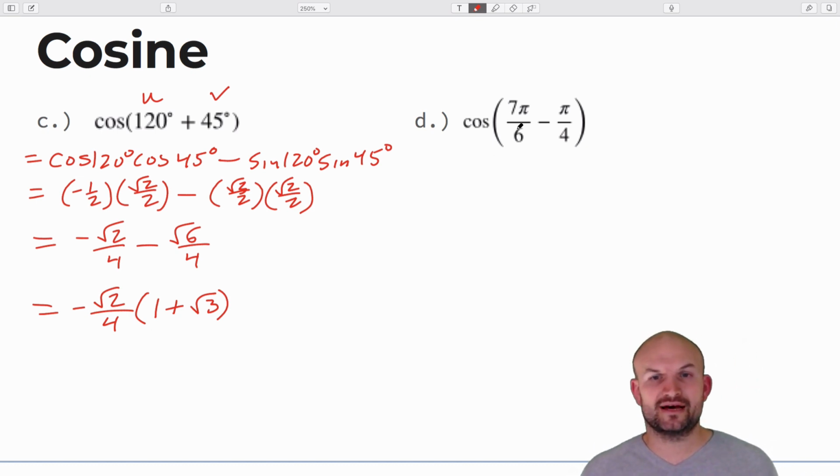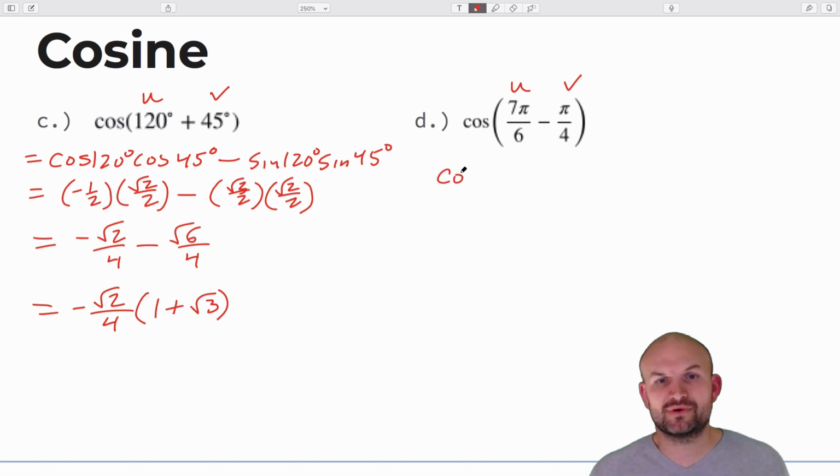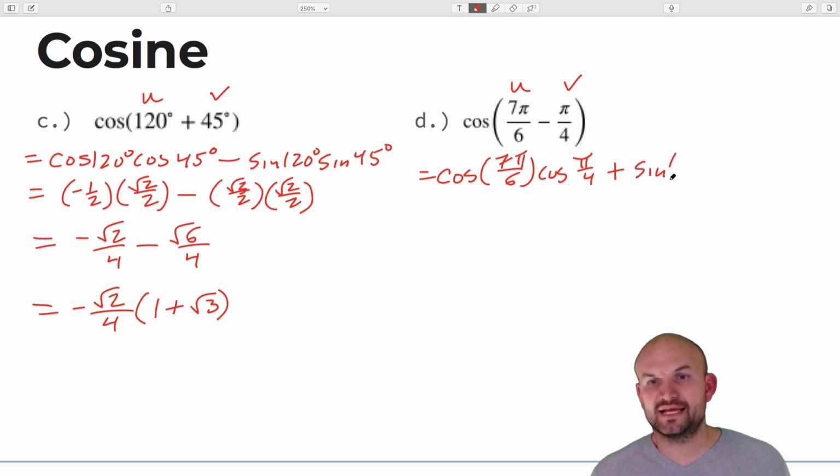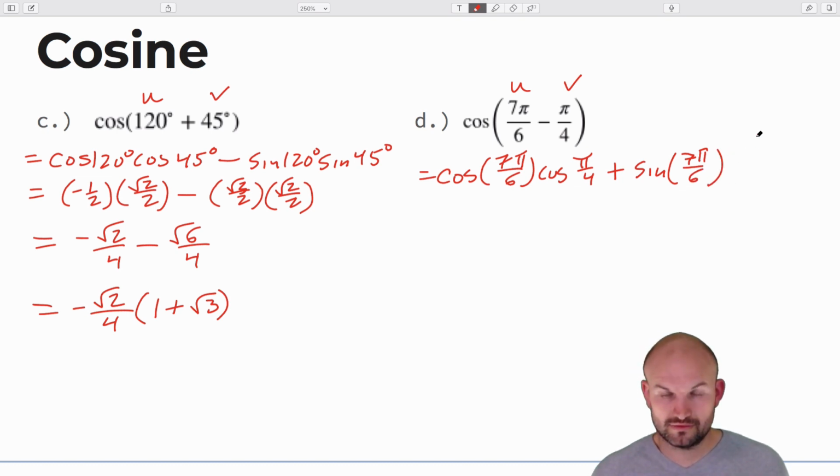Next one here, this is going to be my u and my v. And again, we're not using the negative v, right? This is pi over 4. So using the formula here, I'm going to have the cosine of 7 pi over 6 times the cosine of pi over 4. And then plus, right, it's the opposite sign, the sine of 7 pi over 6 times the sine of pi over 4.